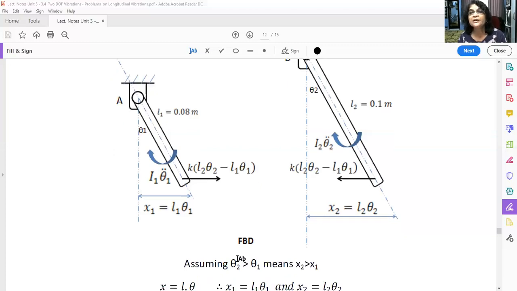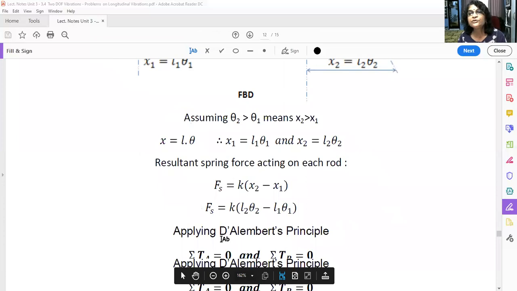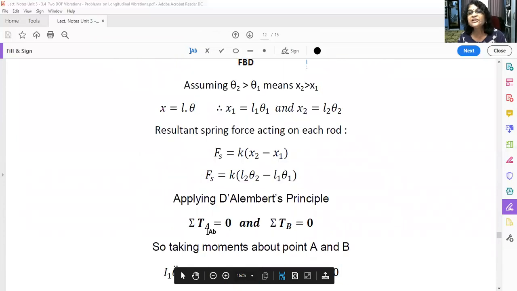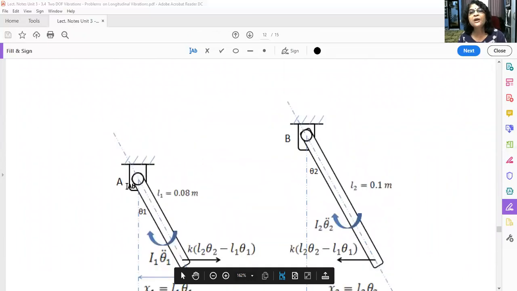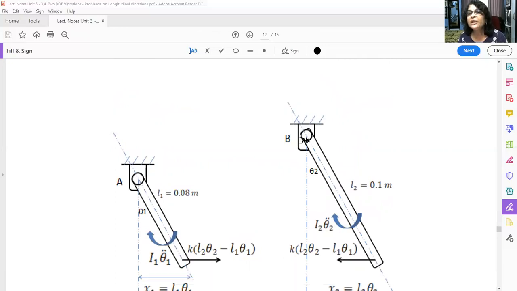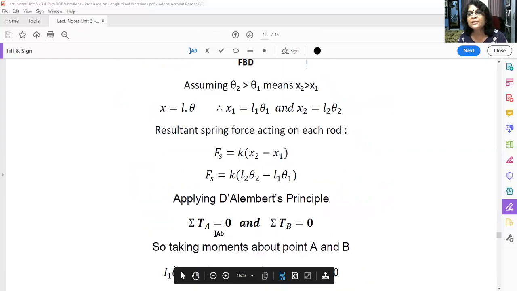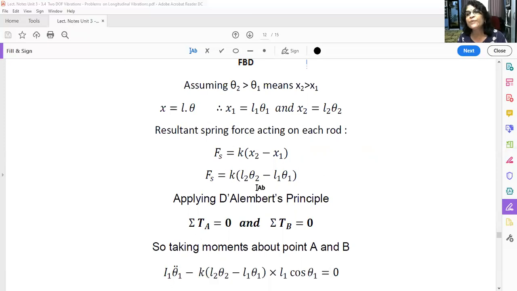So using D'Alembert's principle, what is it? Summation of torques is equal to 0. For this rod we take torque about A equal to 0, and for this rod we take torque about point B equal to 0. This is written here: summation of TA is equal to 0, summation of TB is equal to 0. Now what is the resultant spring force? We already discussed this: Fs is K into L2 θ2 minus L1 θ1.